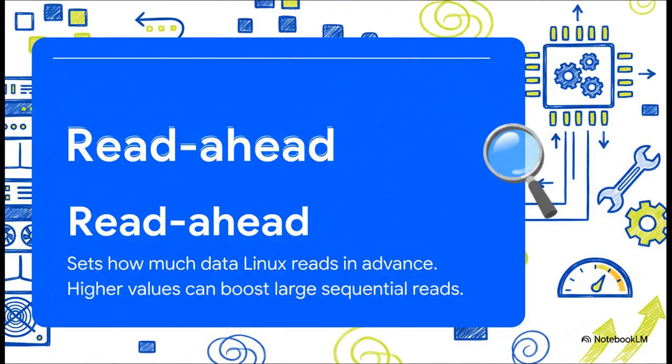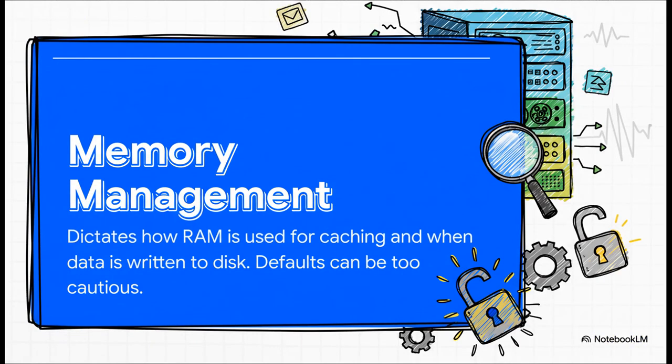Okay, next on the list is something called read ahead. This setting basically tells Linux how much data to grab ahead of time when you ask for a file. The default is like reading a book one single page at a time. It's safe, sure, but it's slow. But for things like big file transfers on a media server, you can tell it to grab a whole chapter in advance. This one tweak can be a total game changer and dramatically speed things up when you're working with huge files.